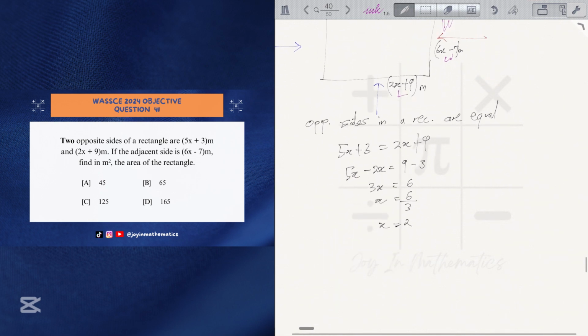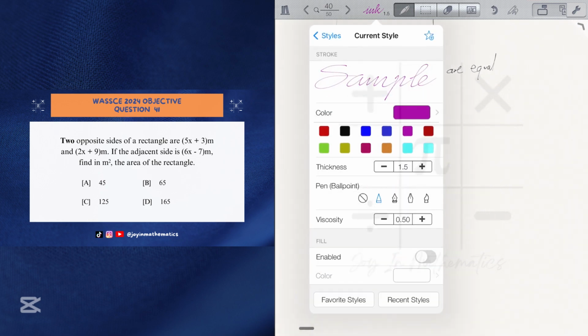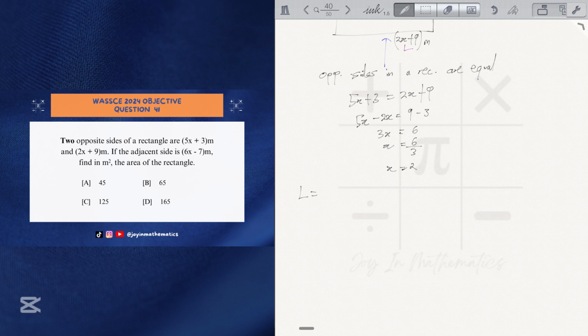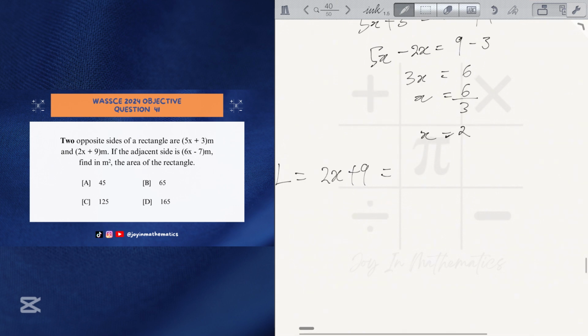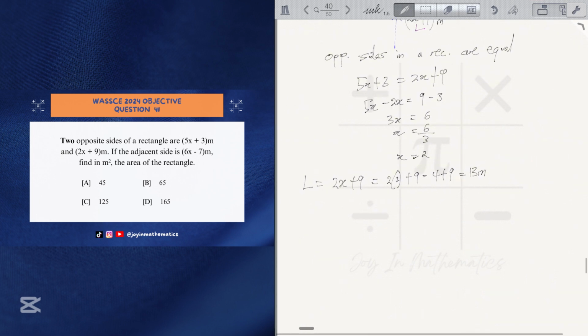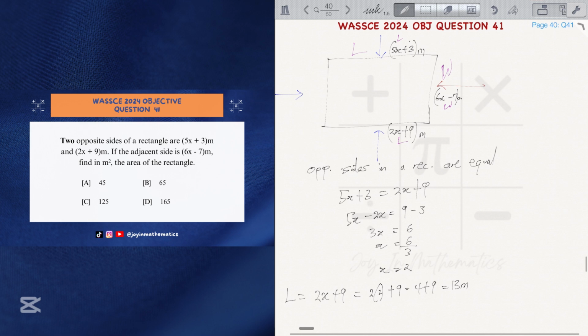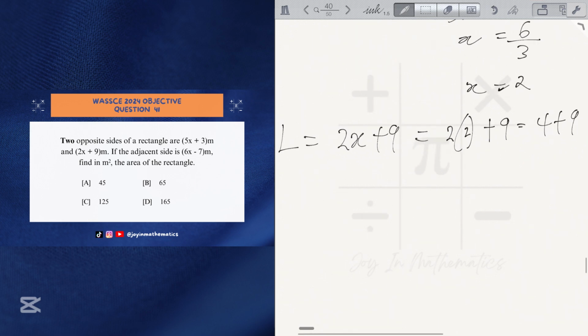So we can evaluate our length now. The length will be equal to, let's begin with this, 2x plus 9. Wherever we see x, we substitute the value of 2. So 2 times 2 plus 9, that's 4 plus 9, which is equal to 13 meters. Similarly, we can use this, which is 5x plus 3, and we'll arrive at the same answer.